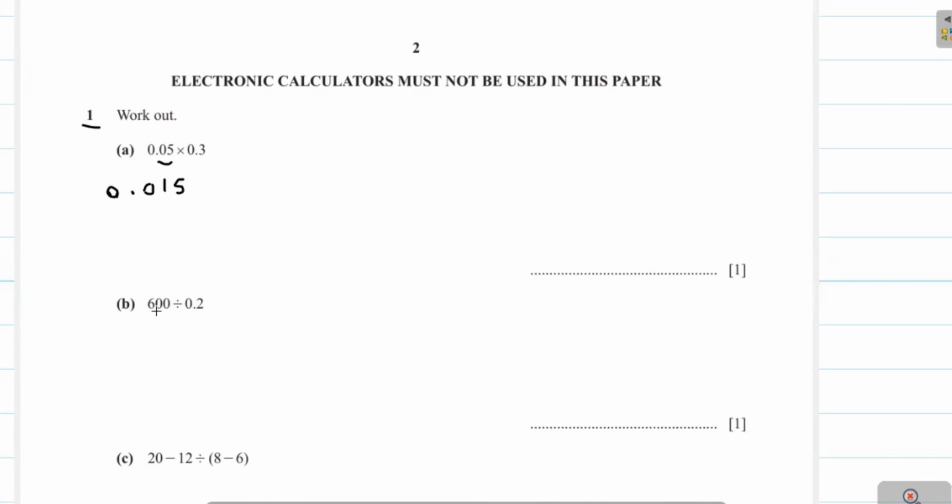Next is part B, 600 divided by 0.2. We write 600 divided by 0.2. We can write 0.2 as 2 over 10. And we can write this as 600 multiplied by 10 over 2. And this value will be equal to 6,000 divided by 2. And this is equal to 3,000. And this is the answer.